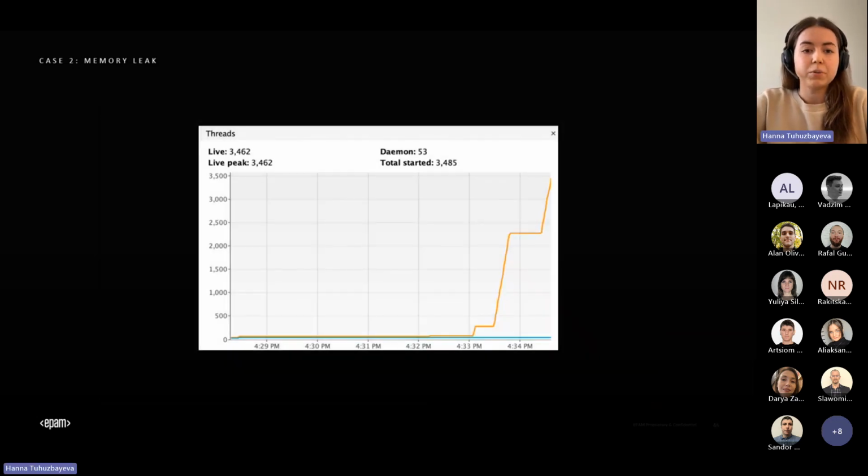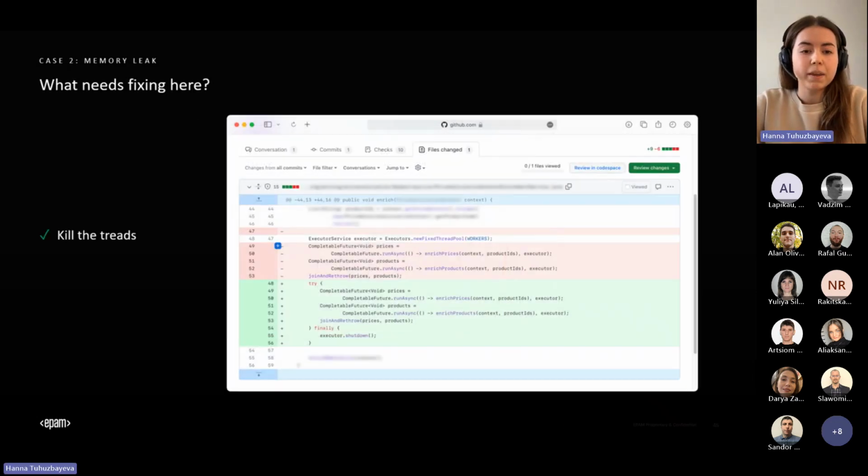After looking into it, we found the culprit behind the memory leak. It was happening because we've got too many threads that just won't quit. To fix this, we simply need to terminate the threads that are causing the issue. And here you can see how it was done in our case.